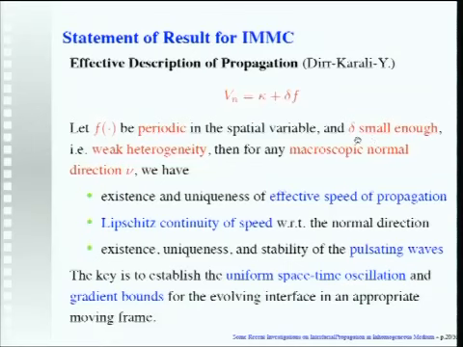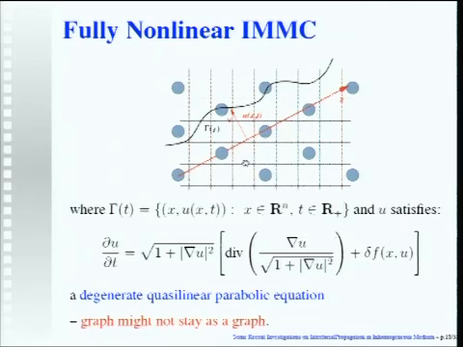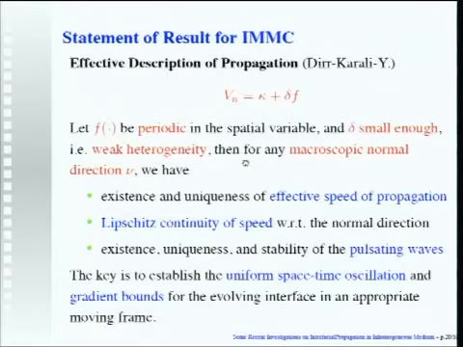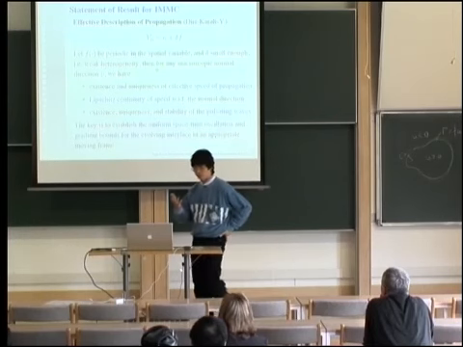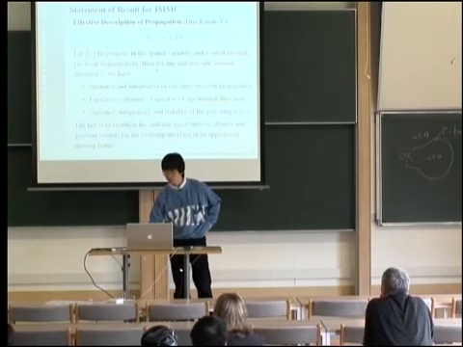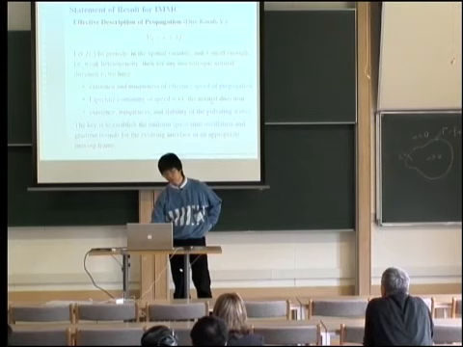The forcing size needs to be small, so weak heterogeneity. In that case, for any macroscopic direction, including rational and irrational, we can prove the existence and uniqueness of an effective speed of propagation. So this property can exist in this setting. And further, the speed is also Lipschitz continuous with respect to the normal direction.